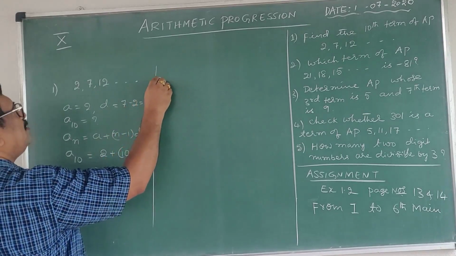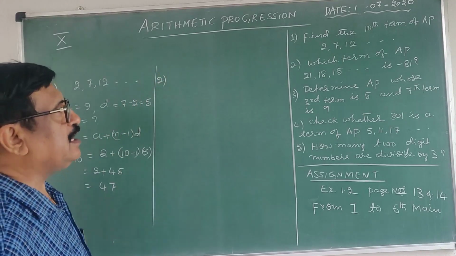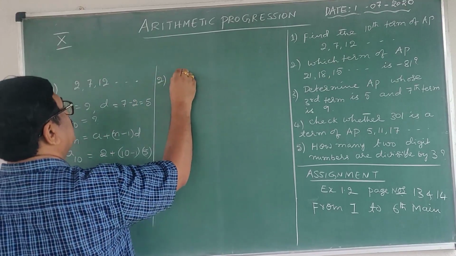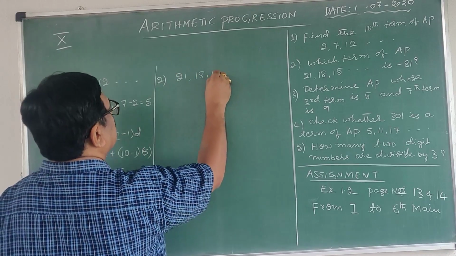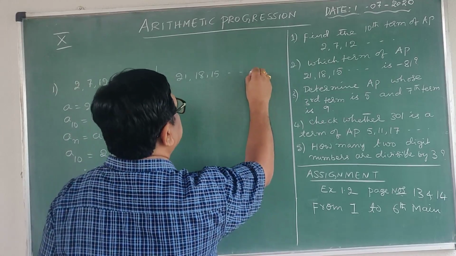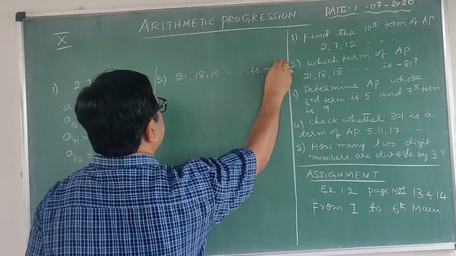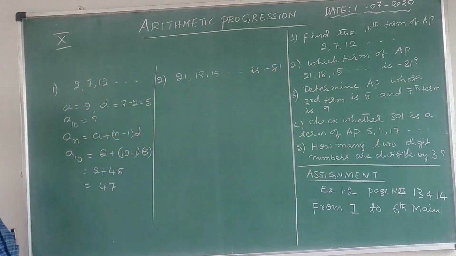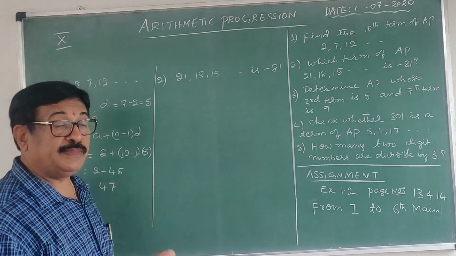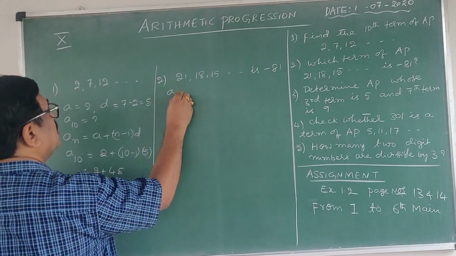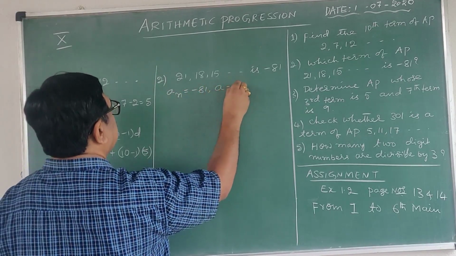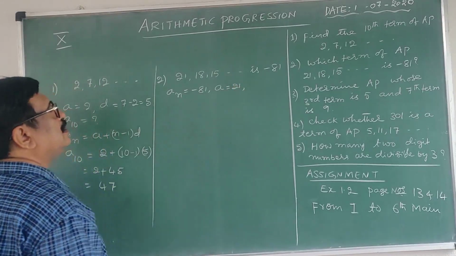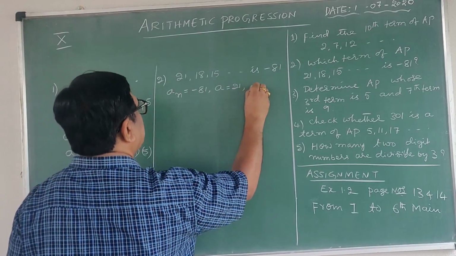Then coming to the second problem. Which term of the AP 21, 18, 15 and so on is minus 81? Which term of this AP is minus 81? That means minus 81 is the last term. a_n is given as minus 81. a is given as 21. And what's the common difference?